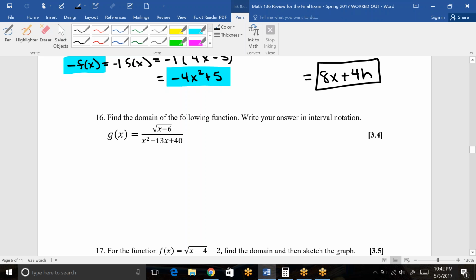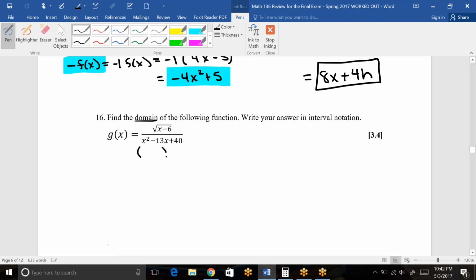Okay, let's look at number 16. Find the domain of the following function. So domain means what can you plug into the function. So we know if there's fractions, anytime you have an x in the bottom, you can't equal 0. So if we factor that, that would be a -8 and a -5. That multiplies to 40 but adds to -13. So right away I know that you can't equal 8 and you can't equal 5.